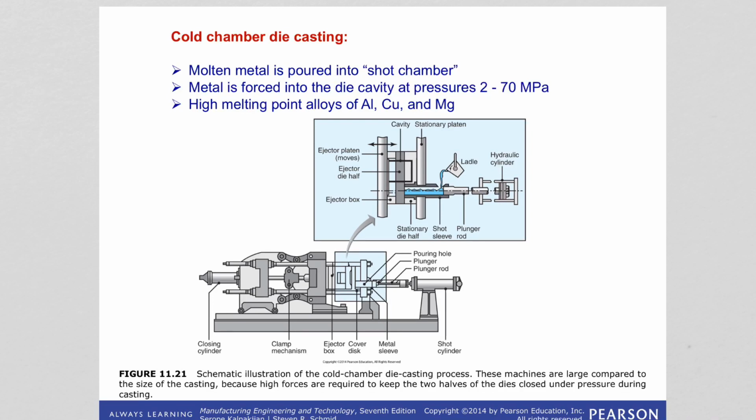In cold chamber die casting, the molten metal is poured into an unheated chamber from an external melting container, and the piston is used to inject the metal under high pressure into the die cavity. Typically the pressures can go up to 70 megapascal. This process is used for casting aluminum, brass, and magnesium alloys.